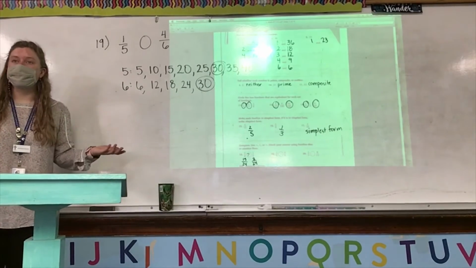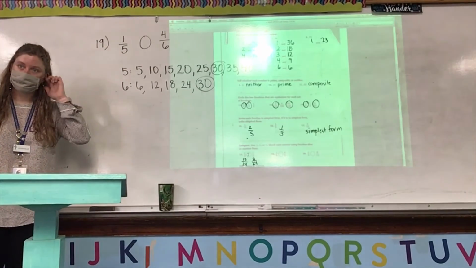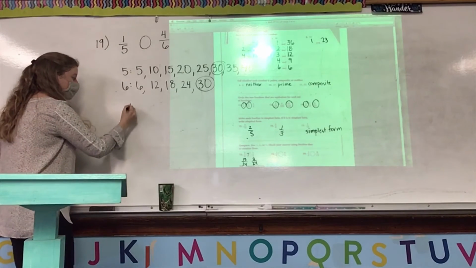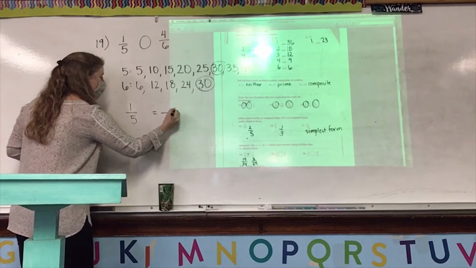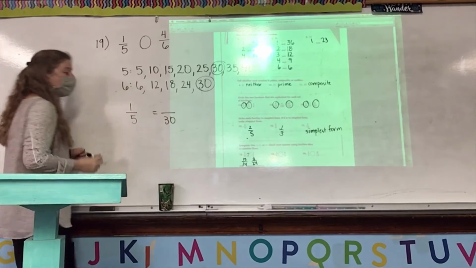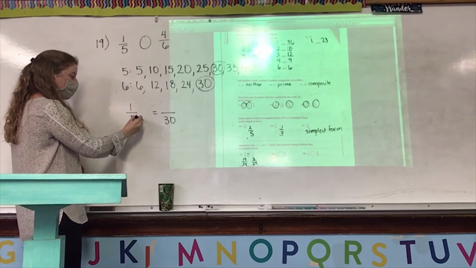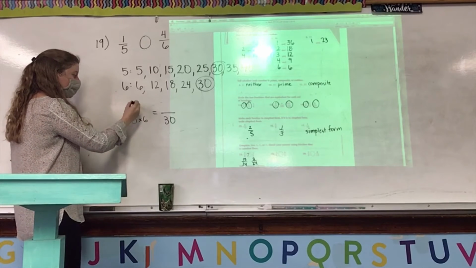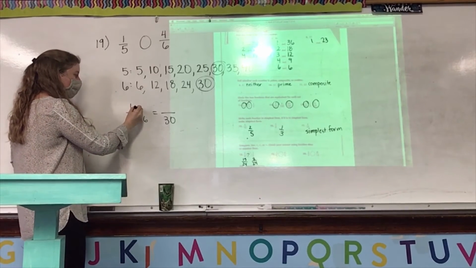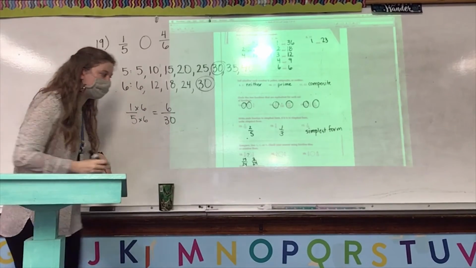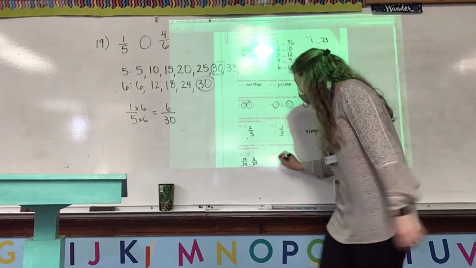What am I doing with that least common multiple? It's going to become the new denominator. So let's start with 1/5, and it needs to be an equivalent fraction with 30 as a denominator. What did we do to 5 to get 30? Multiplied it by 6. Which means we multiply the numerator by 6. 1 times 6 is 6. So 1/5 is equivalent to 6/30.